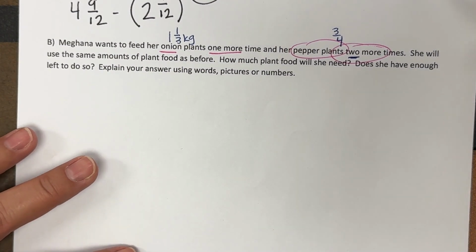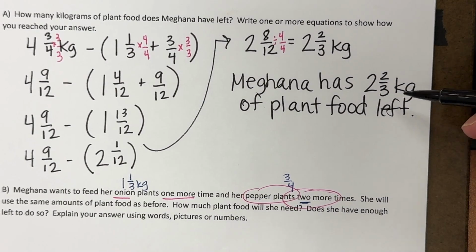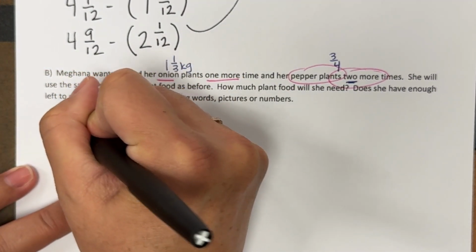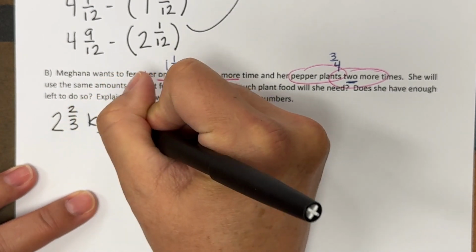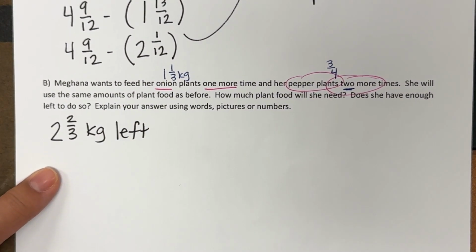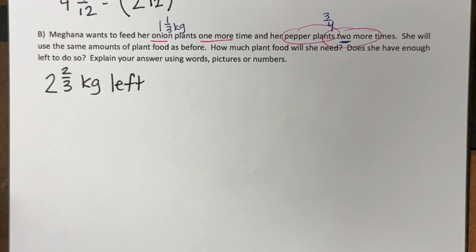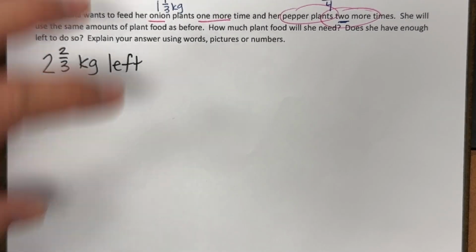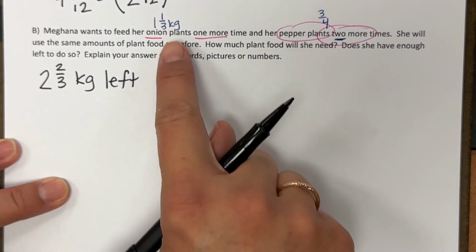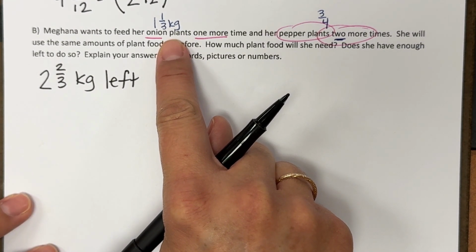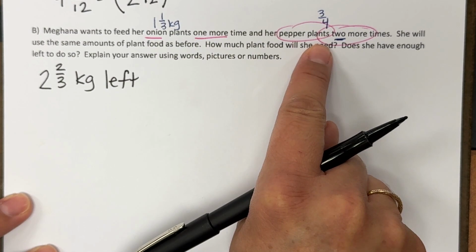So we know that she had 2 2/3 kilograms left. Okay, so that's what we're starting with here, 2 2/3 kilograms left. We're just bringing that information down. Now, what we need to do is figure out how much plant food she's going to be using this time. So she wants to feed her onion plants 1 more time, pepper plants 2 more times.